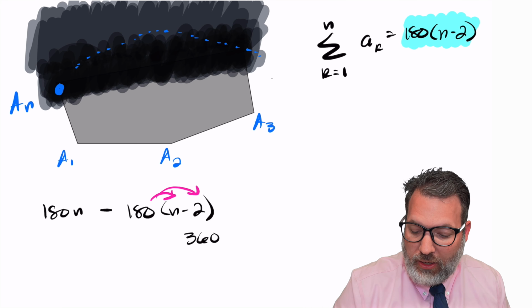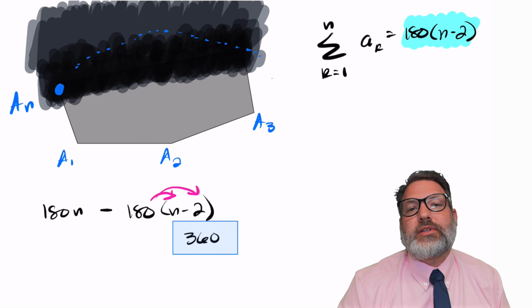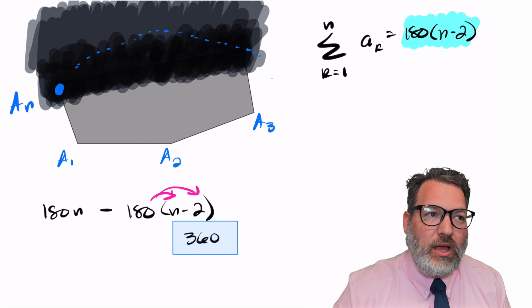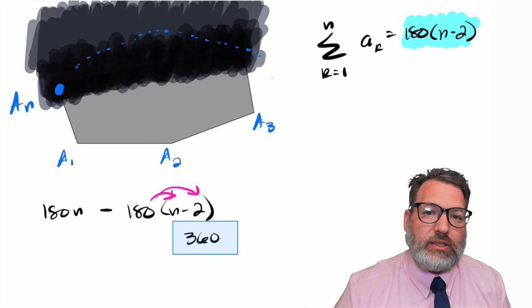That is, we don't even need a formula for the sum of the measures of the exterior angles for a polygon. We can do better than that. We can do an answer. The answer is 360 degrees no matter how you slice it. No matter how many sides there are to the polygon, how many angles there are, the sum of the measures of those exterior angles will always be 360 degrees.